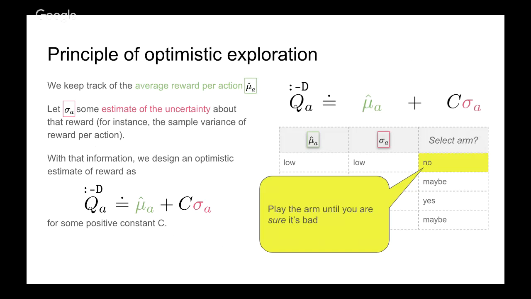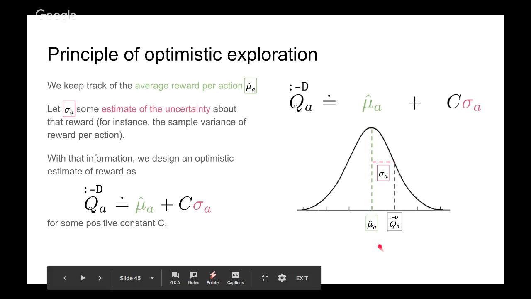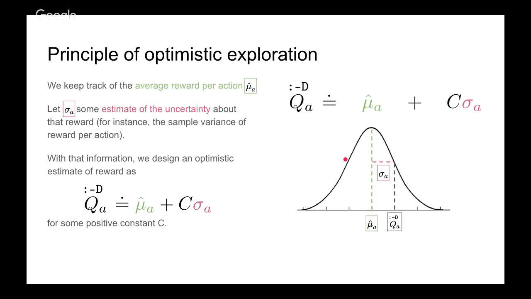So here, I was mentioning using a sample variant. Here's an example of using the sample variants. You have an estimate of your mu hat at this particular point, and you have a variance sigma. You are going to project to the right to get the optimistic estimate, so you're going to add the variance to the mean, right? If you wanted a pessimistic estimate, which is a terrible idea, you would do it on the left. But here you're going to do it on the right. That's why it's optimistic. You're always going towards the highest possible value that it might be.